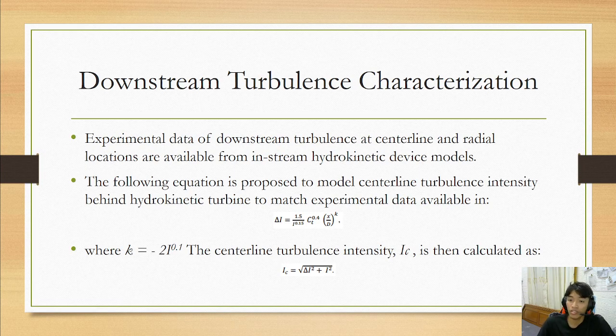Experimental data of downstream turbulence at centerline and radial locations are available from in-stream hydrokinetic device models. So the following equation is proposed to model centerline turbulence intensity behind a hydrokinetic turbine to match experimental data available, in the equation shown below, where delta I equals 1 over 5 over I to the power of 0.15, C 0.40 times (S over D) to the power of K, where K equals negative 2 I to the power of 0.1. The centerline turbulence intensity IC is then calculated as IC equals the square root of delta I squared plus I squared.